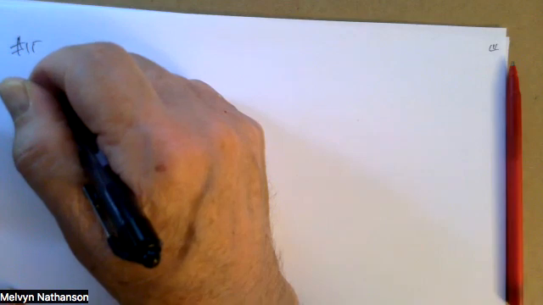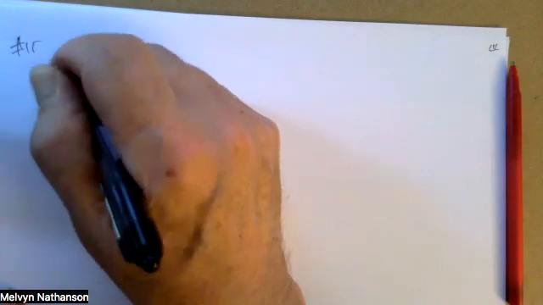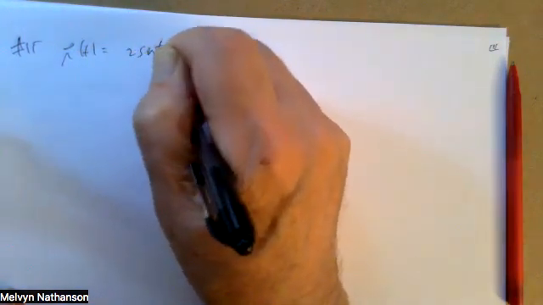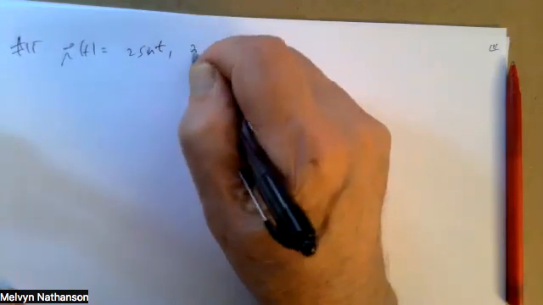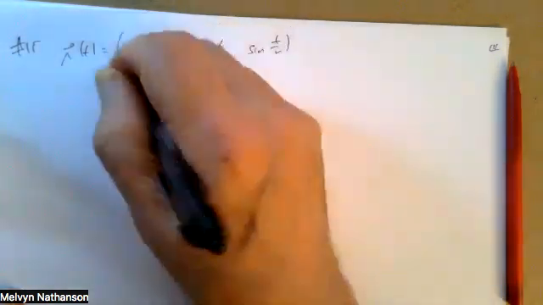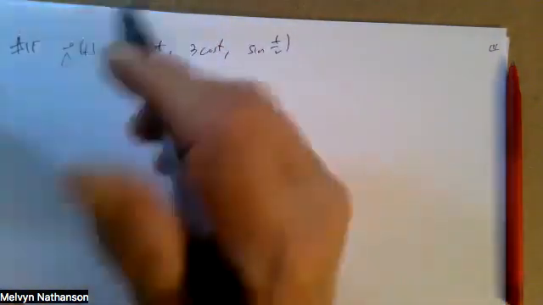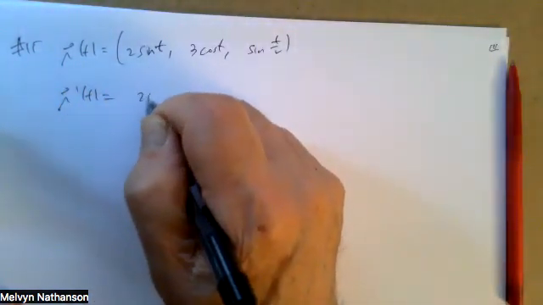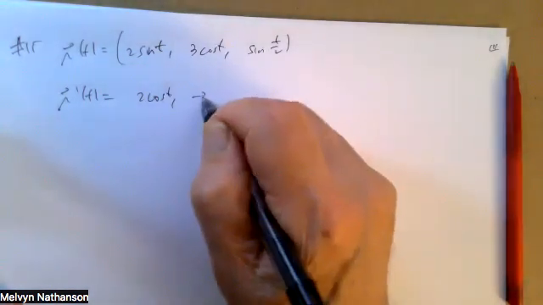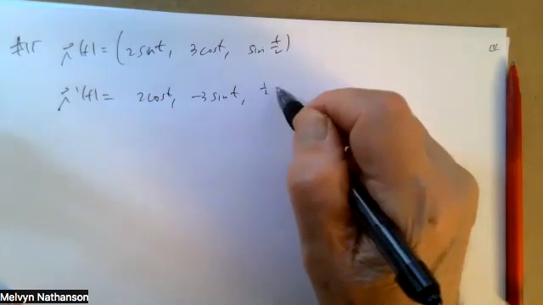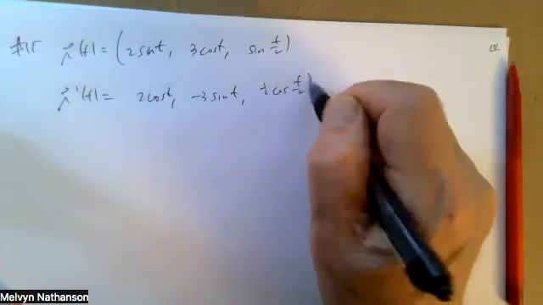For problem 15, we have a curve r of t is 2 sine t, 3 cosine t, sine of t over 2. The tangent vector is just the derivative. So r prime of t is 2 cosine t, minus 3 sine t, a half cosine t over 2.